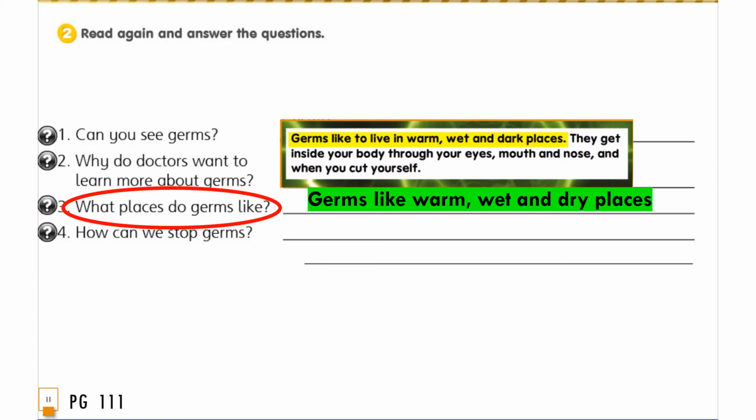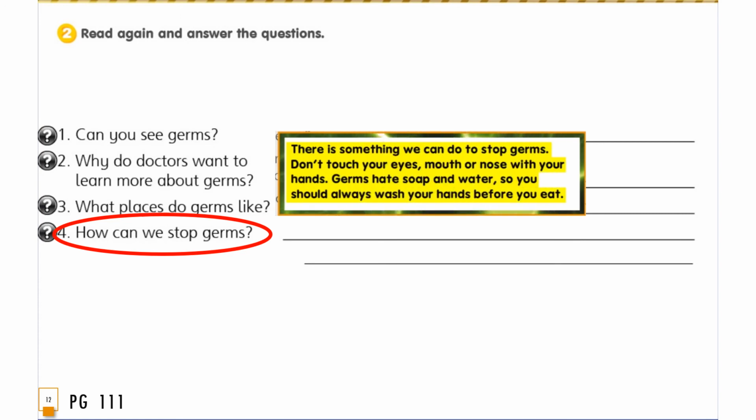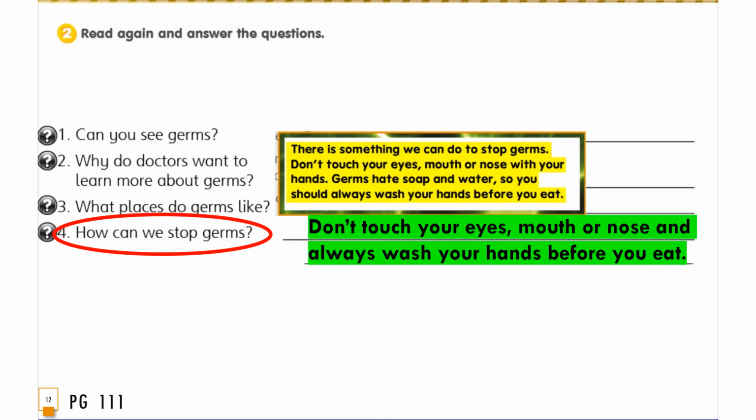Okay? And the last one, how can we stop germs? There's something we can do to stop germs. Don't touch your eyes, mouth, or nose with your hands. Germs hate soap and water, so you should always wash your hands before you eat. So there are two things here. The first one, don't touch your eyes, mouth, or nose. And then the second one, always wash your hands before you eat. So there are two answers here.